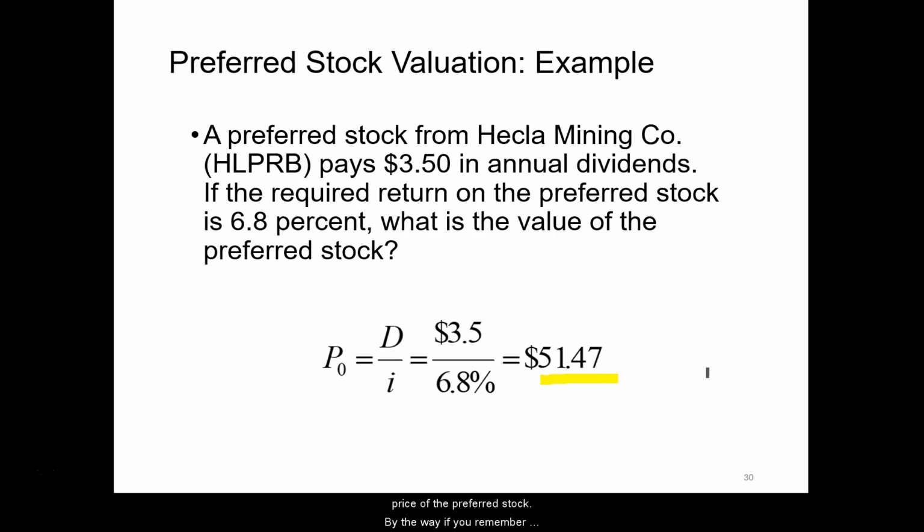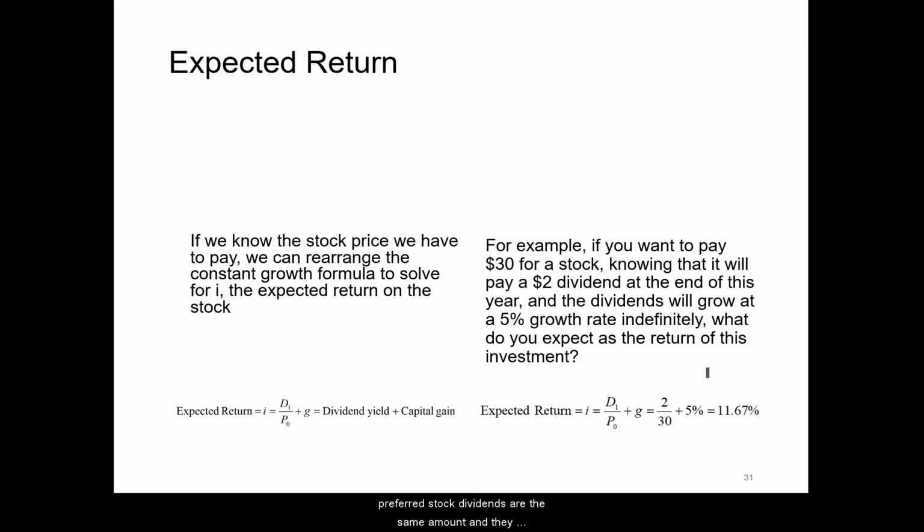By the way, if you remember from chapter 5, this is like the equation for something called perpetuity. So preferred stock dividend is a perpetuity because preferred stock dividends are the same amount and they are supposed to last forever. So we just talked about the constant dividend growth model, P0 equals D1 divided by i minus g. If we know the future dividend payment pattern and the required rate of return for stockholders, we can estimate a so-called fundamental value of the price.